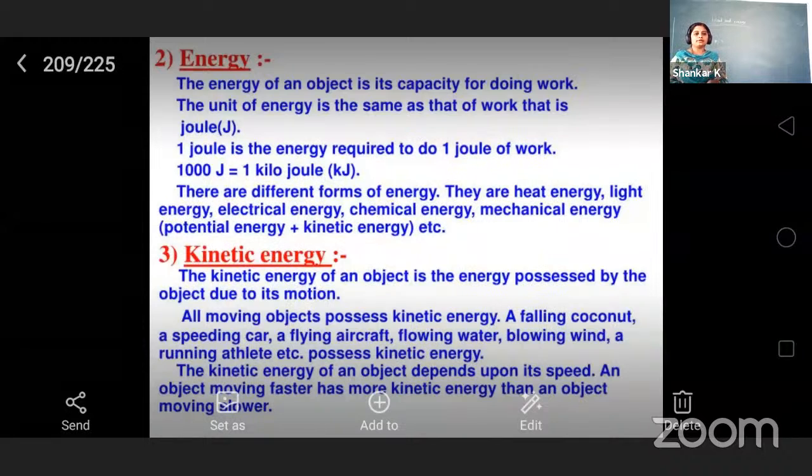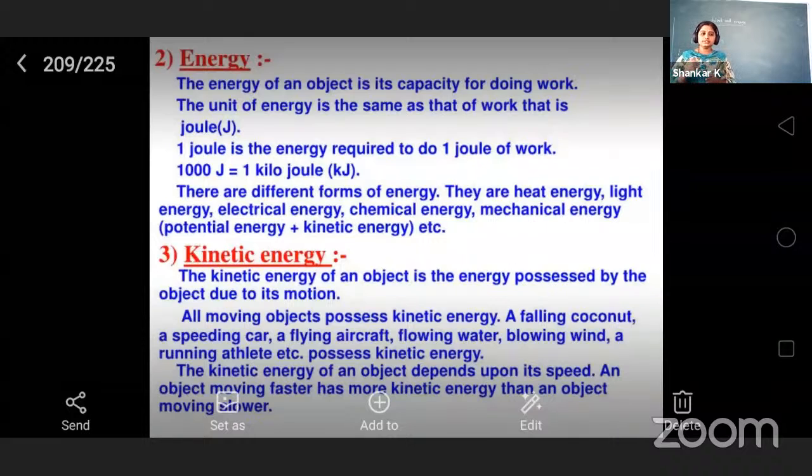A falling coconut: when a coconut falls from the tree to the ground, we say that is kinetic energy. A speeding car, when it is moving with speed, is an example of kinetic energy. Then a flying aircraft, flowing water, blowing wind, a running athlete. These are all examples of kinetic energy.